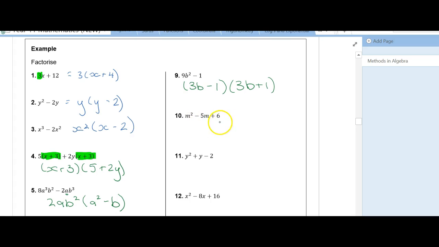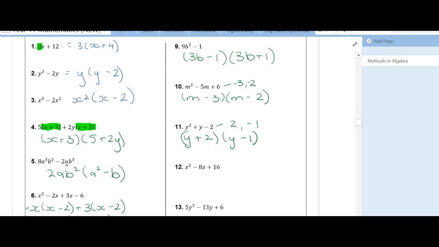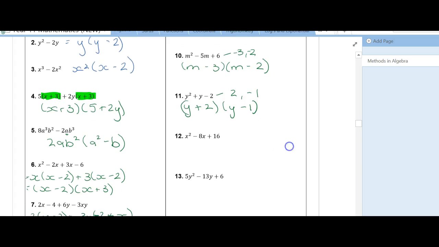Okay, this one here, 3 terms. What 2 numbers times together to give me 6 and add together to give me minus 5? It's minus 3 and minus 2. What 2 numbers times together to give me minus 2 and add together to give me 1? It's plus 2 and minus 1. You need to get as quick as me. I'm not quick at this because I've been doing it longer than you. You need to get as quick as me. These are the skills we need for this course.